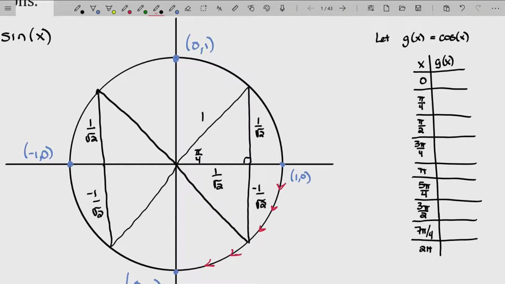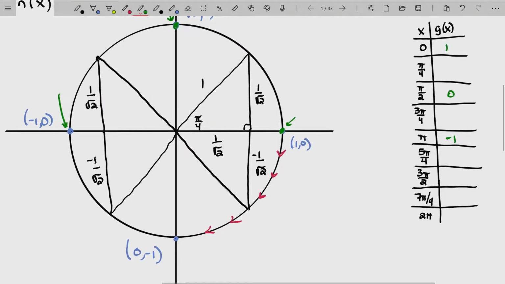So let's, for example, talk about the angle of 0. When you're facing the angle of 0, which is right here, your x value is 1. When you face the angle of pi over 2, which is right here, your x value is 0. When you're facing an angle of pi, your x value is a negative 1. So I'll just write that in. And when you're facing an angle of 3 pi over 2, your x value is 0. And again, when you're facing an angle of 2 pi, you're facing an angle of 0 again. And so your x value again is 1.